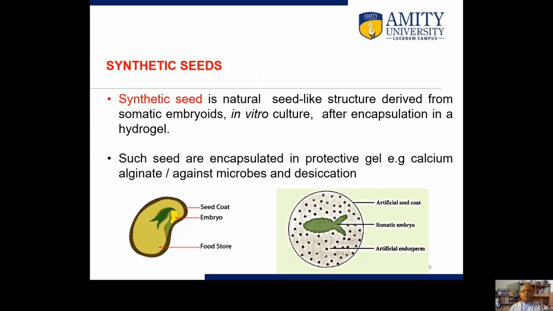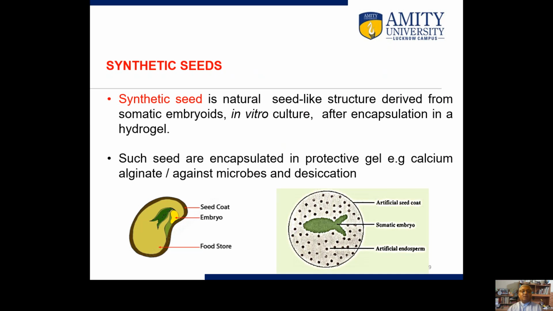Such seeds are encapsulated in a protective gel, that is calcium alginate, which protects them against microbes and desiccation. Now in this picture, you can see the synthetic seed and compare it with the natural seed. In a broad sense, if you see the anatomy of the natural seed, there is a seed coat which protects the seed from environmental stresses, microbes, and desiccation. There is an embryo which was formed after the fertilization of gametes from parents. And there is a food source which is known as endosperm.